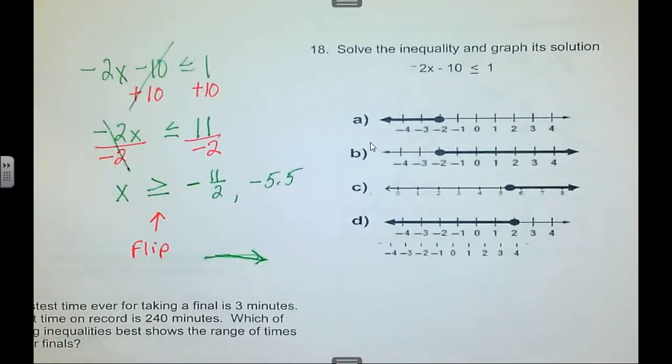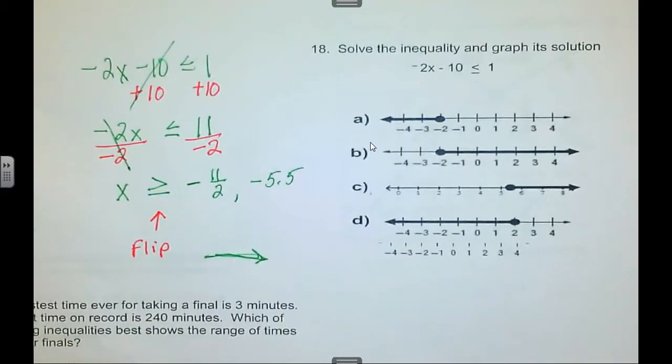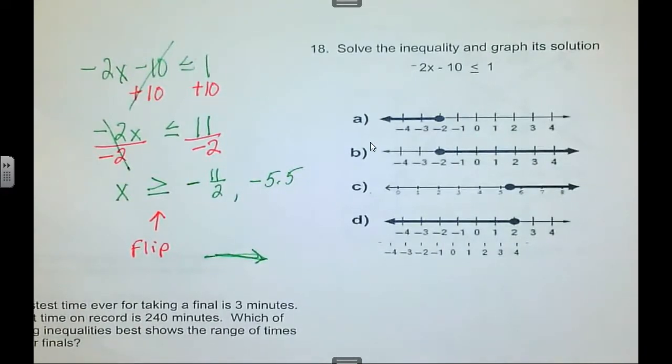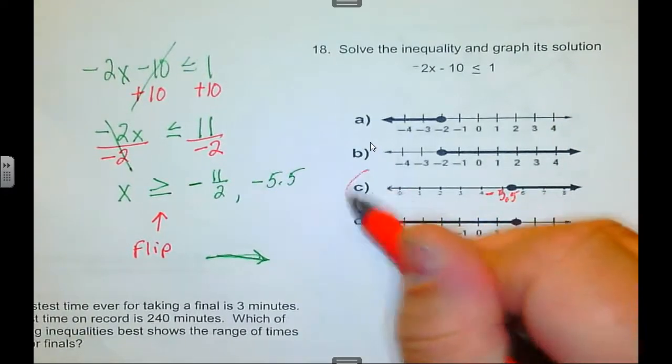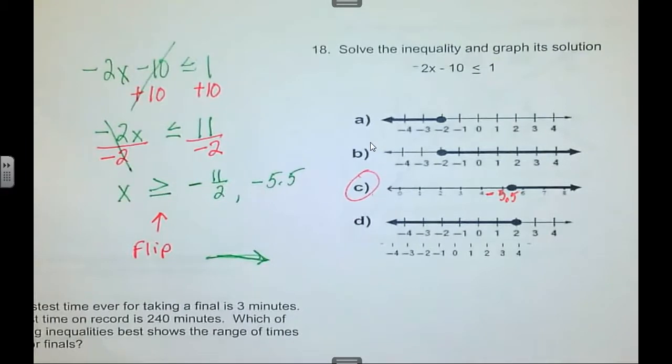However, it doesn't have a negative 5. So I'm assuming that there's a typo or problem with the answer key. I'll just say that this is negative 5.5. C.